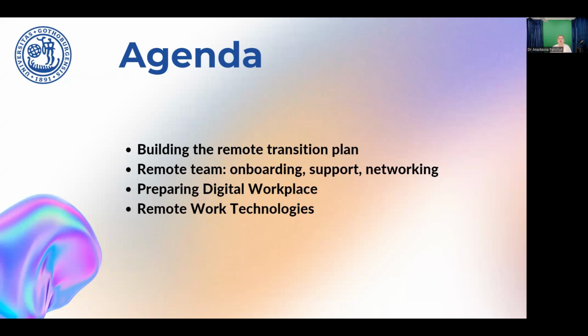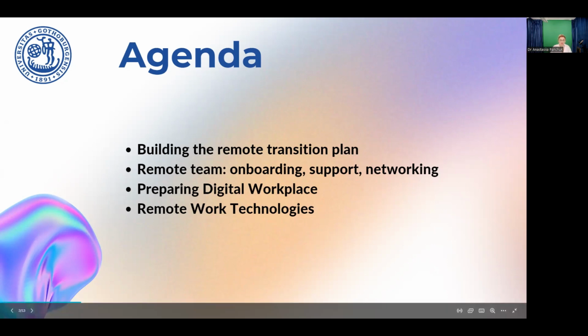The second, more importantly, is to think about how we onboard the remote team, how we will support our members, how we will network the staff when we work totally remote. And then we should definitely think about how to prepare our digital workplace, not only for yourselves, but also for all team members, for all staff. And the last but not the least, we will briefly speak about the remote work technologies. What kind of technologies do you need during working remotely?